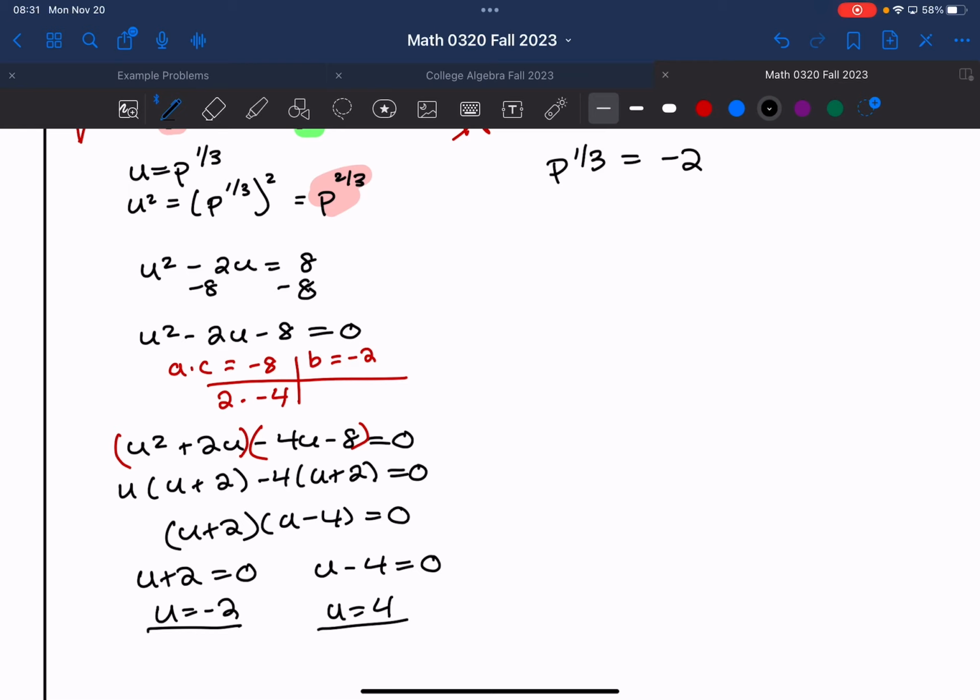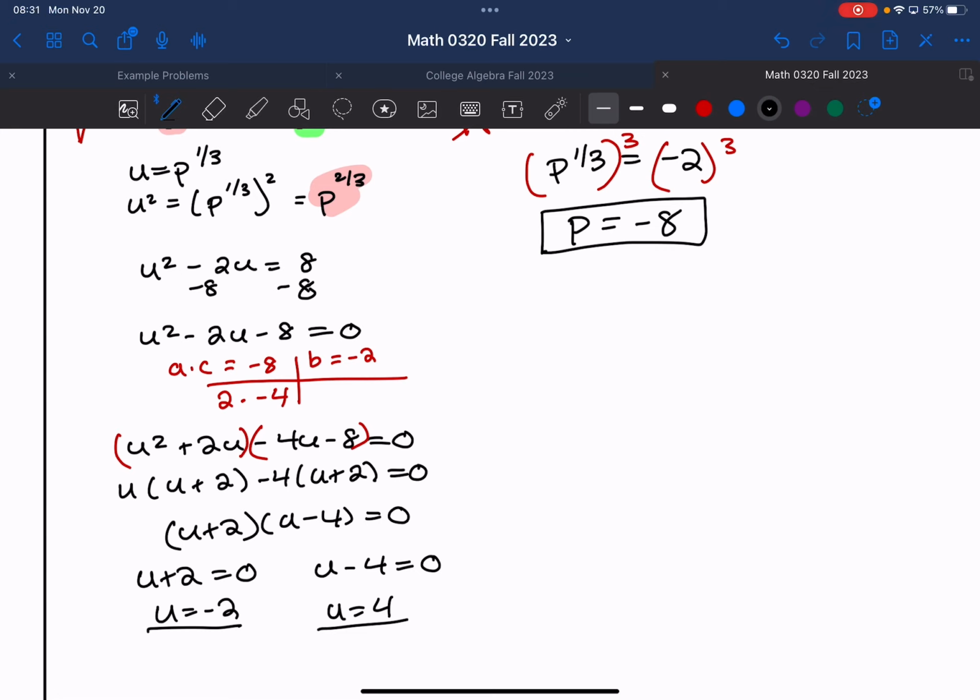Set it to the 3rd power. Good. Raise both of these to the 3rd power, because remember, if we have a power to a power, we multiply, and what's 1/3 times 3? Just 1, and that's what we want. So we're raising both to the third power. So that means I have p is equal to -2 cubed, which is -8. Okay, notice in this one we only got the one answer.